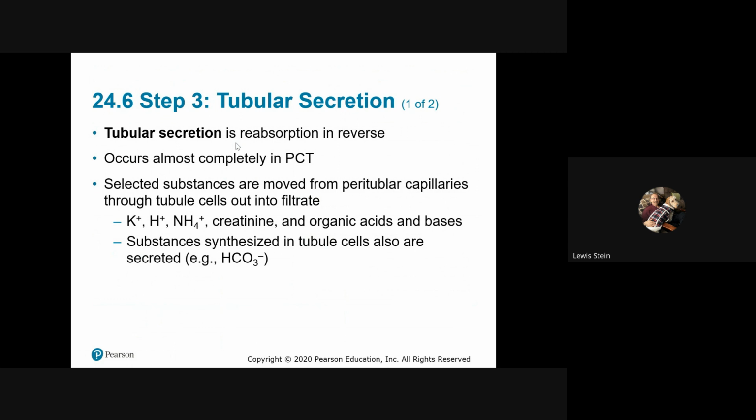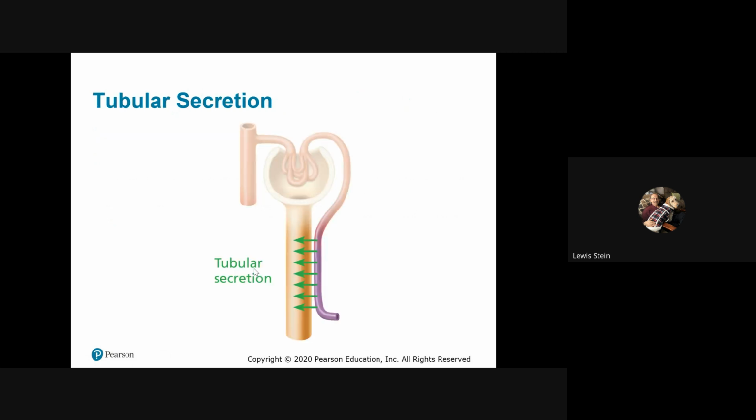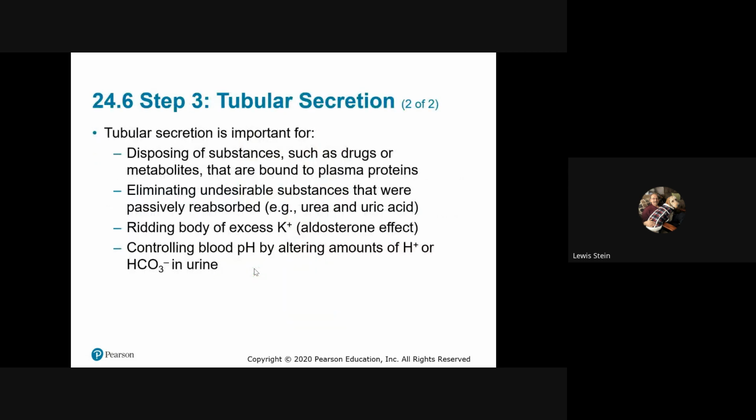Just about. The secretion is the opposite; in the distal convoluted tubule, much more so, even though it happens in the proximal. You can say it's almost always proximal. The distal is more finalizing stuff. Okay, potassium, acidity, ammonium ions, creatinine, all of these things. Substances synthesized in tubule cells are also secreted, bicarbonate as well, because we're always playing with water, with hydrogen ions and bicarbonate, so to speak. So even though it mostly happens in the proximal, the distal kind of takes care of it.